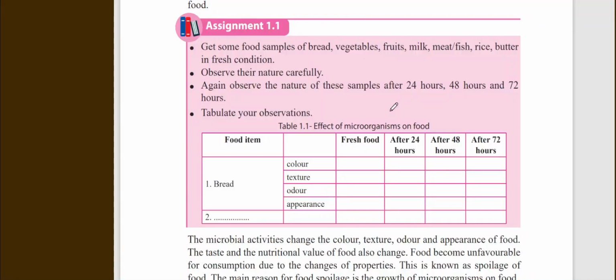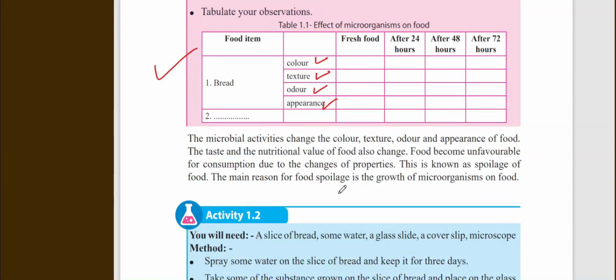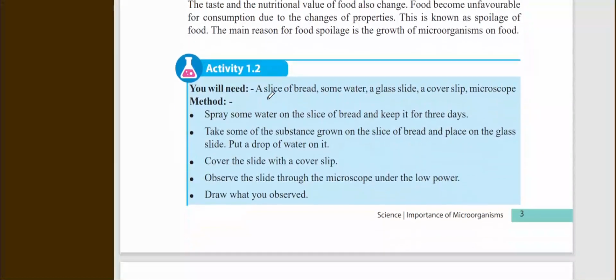So here in this activity, they expect you to observe different types of food: the color, the texture, the odor, appearance, and bread, and some other, not only bread, but also you have to use different types of food. Better if you take protein, carbohydrate, lipids, and different sorts of food for doing this experiment.